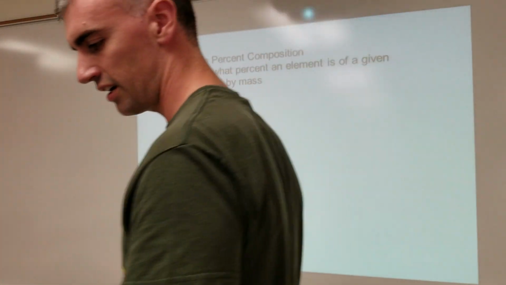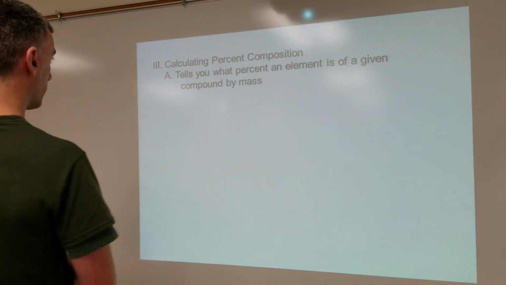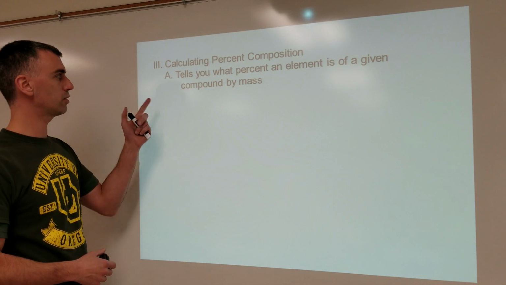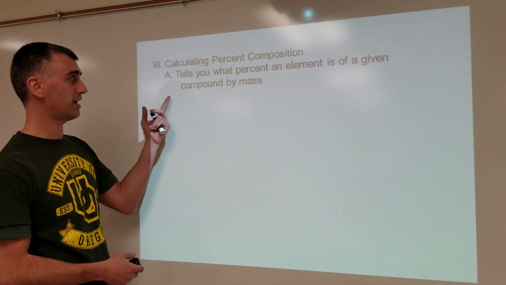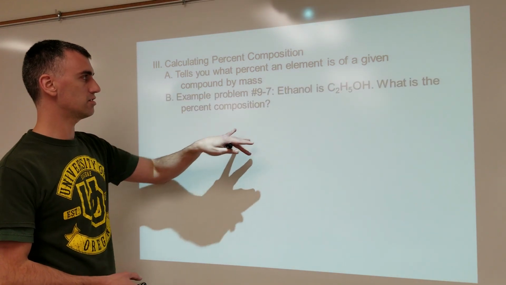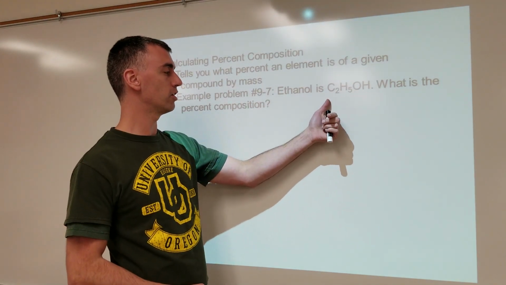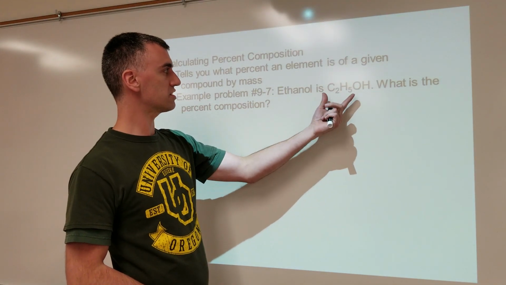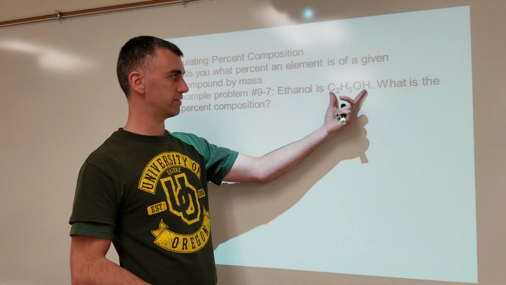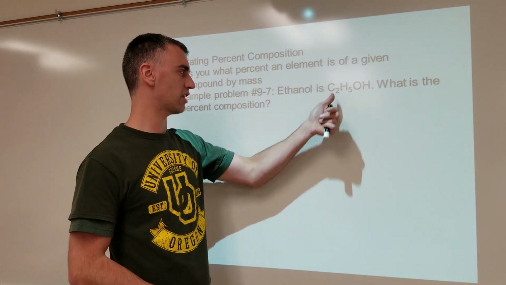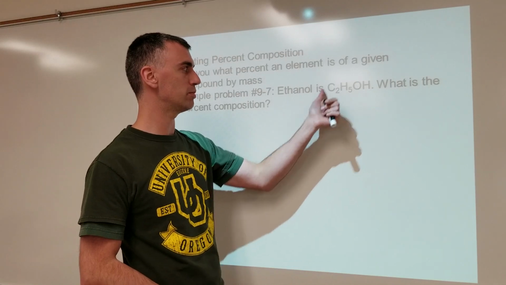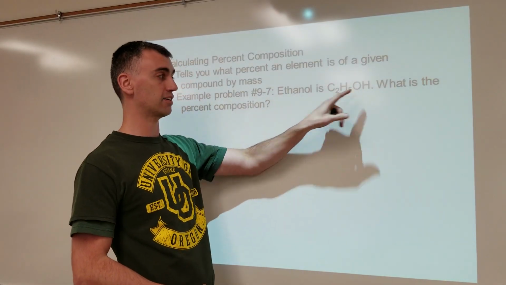All right, let's look at how you do percent composition. When we talk percent composition, we're talking what percent an element is of a compound by mass. What this means is you look at a compound like this ethanol right here, and we're going to say what percent out of the mass of the entire molecule would just the carbon be, or what percent would just the hydrogen be out of the entire mass, or what percent would just the oxygen.